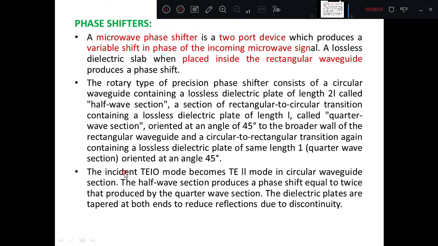The incident TE10 mode becomes the TE11 mode in the circular waveguide section. The half wave section produces a phase shift equal to twice that produced by the quarter wave section because of its length. The dielectric plates are tapered at both ends to reduce the reflections due to discontinuity in the dielectric plates.